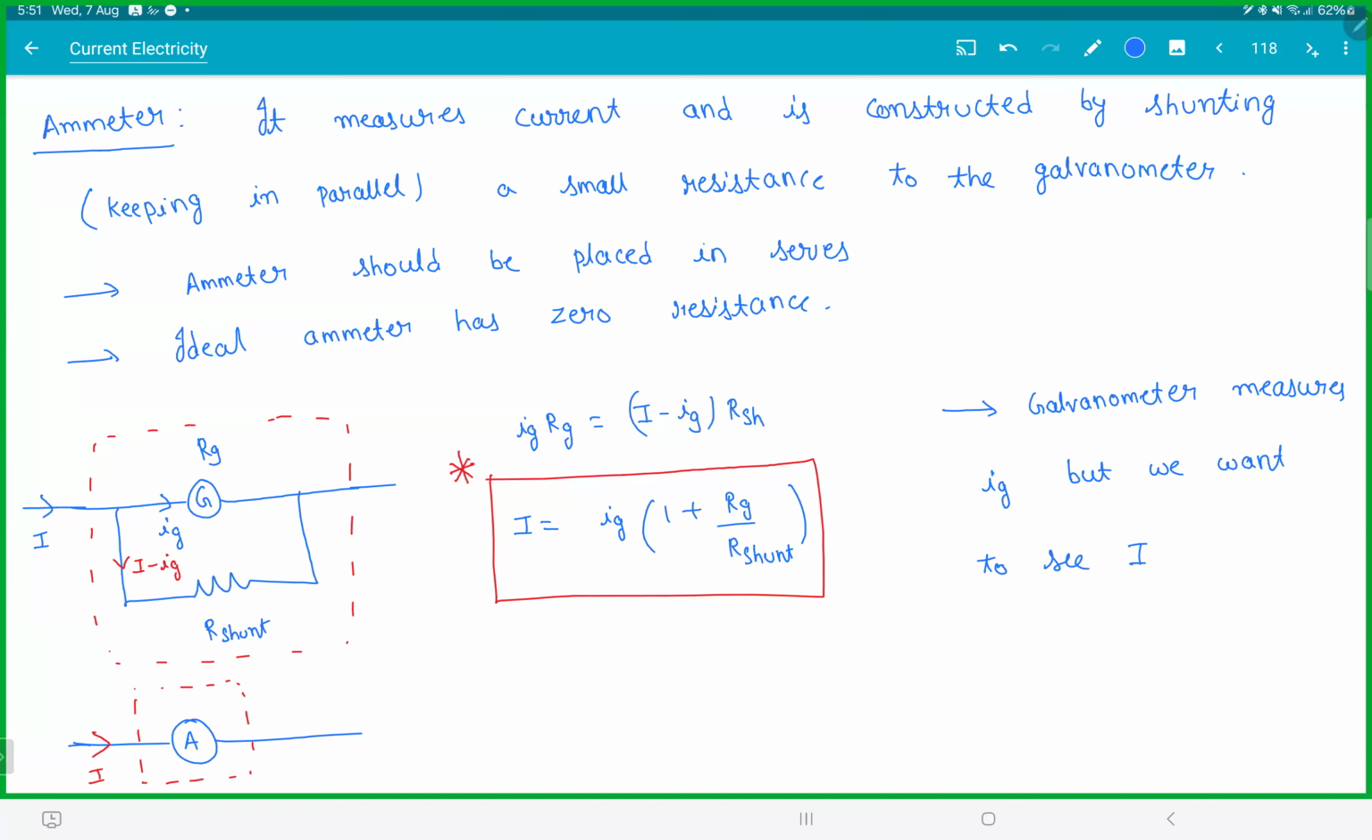So what we do here, tell me one thing, what does a weighing machine measure? To be more specific, it measures normal reaction. It doesn't know what is mass. It measures normal reaction. And then what does it do? It divides it by 9.8 and gives you the mass. So what it measures and what it shows are two different things.